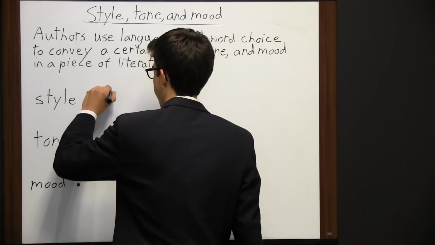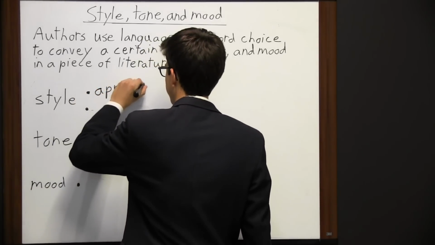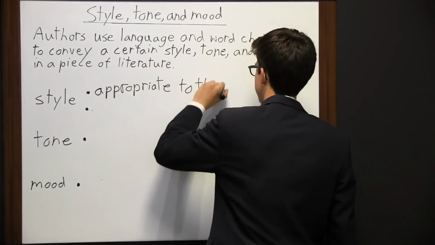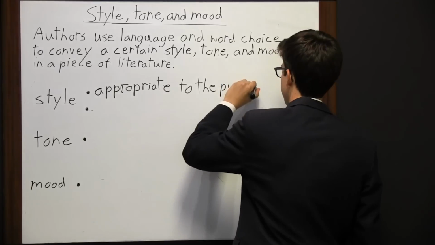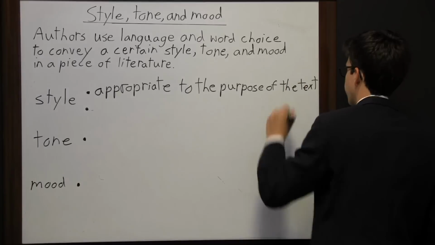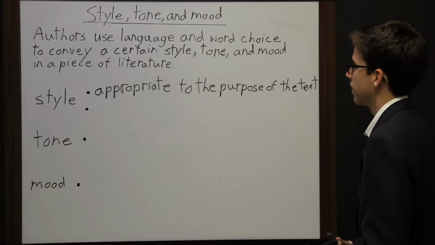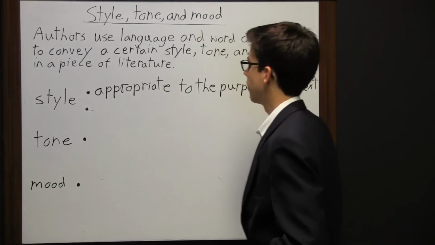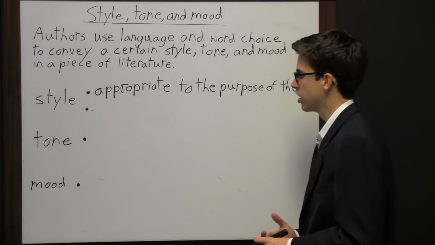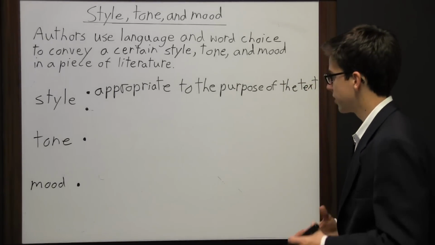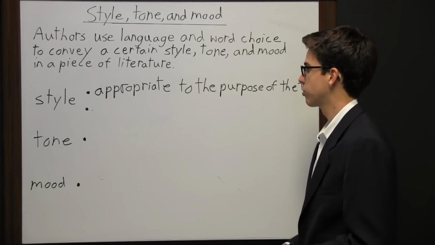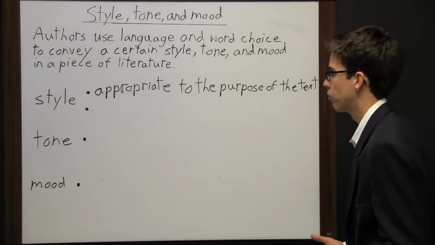So one purpose of style is to be appropriate to the purpose of the text. So if there's a piece of writing that's really serious, then the style of writing is going to be very serious. It's going to use serious words in a serious, straightforward grammatical structure. But if the piece of writing is meant to be comical, then the writing is going to be more relaxed and the grammatical structure is going to be more relaxed.